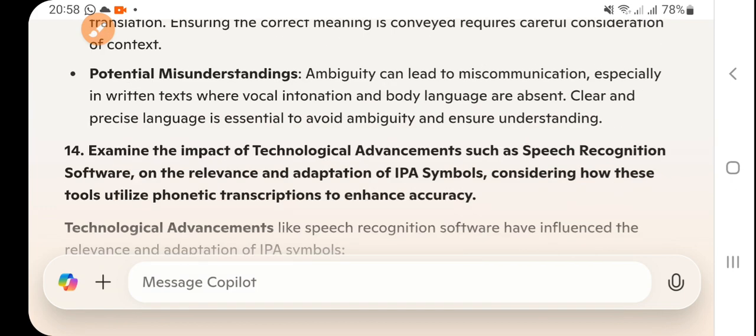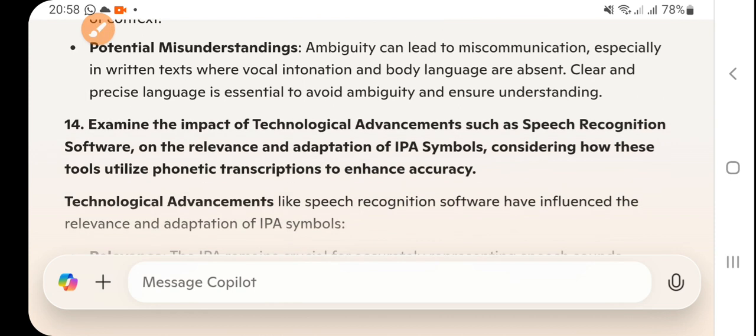Then potential misunderstandings, ambiguity can lead to miscommunication, right? And especially in written texts where vocal intonation or body language are absent, that's why it may create problems or misunderstanding. Clear and precise language is essential to avoid ambiguity and ensure understanding.